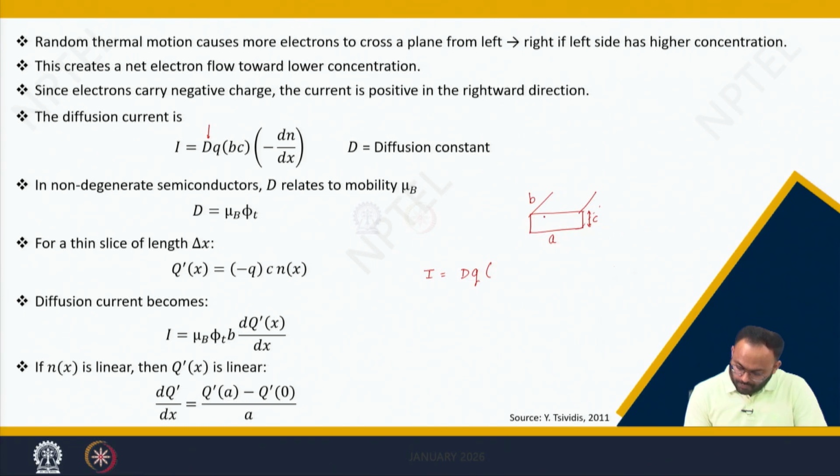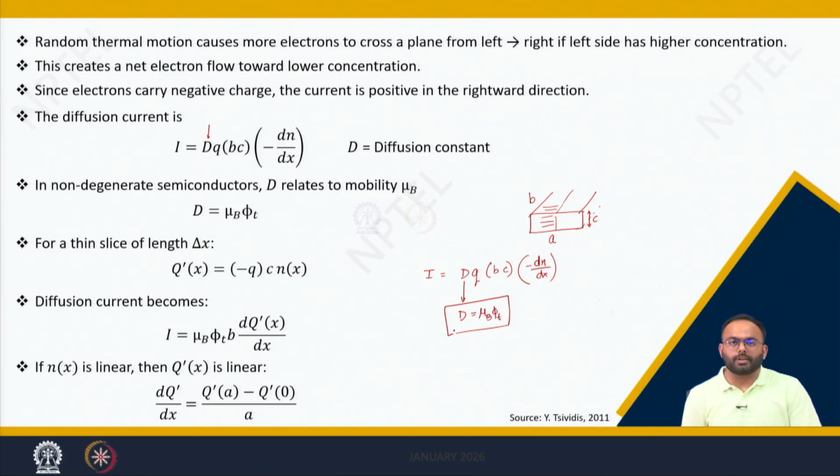So the area you have to take is where the electrons will go from the left-hand side to the right-hand side towards the plane of observation. So this is B into C into minus dN by dx. This relation between the diffusion constant and the mobility is called the Einstein relation. Again, I am not going for the derivation of this, but it is a useful relation to replace the diffusion constant and the mobility at suitable places.